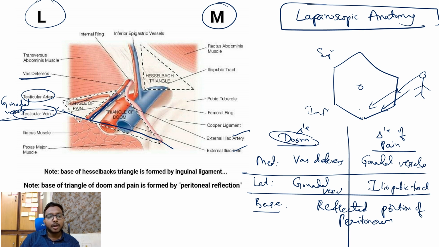Here you have important nerves like lateral cutaneous nerve of thigh, femoral nerve, then anterior cutaneous nerve of thigh, etc. These are the important nerves present in triangle of pain. So if you accidentally damage any contents of triangle of pain, it will lead to so much pain after the surgery. That is why it is called triangle of pain. So these are the two important triangles and contents.